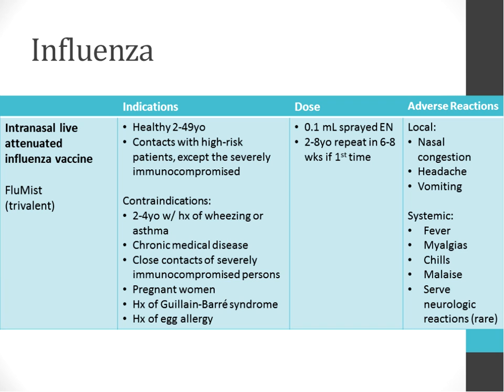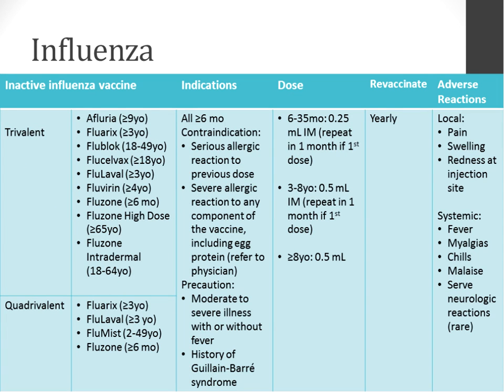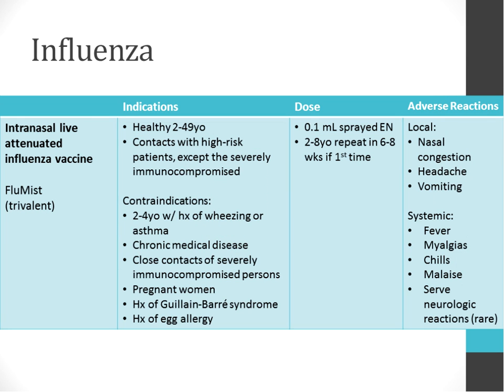And as well, I forgot to mention that with the inactivated one, if it is a child's first time getting this vaccine, they'll have to have it repeated 1 month later, as long as they're under the age of 8. If they're over 8, we're just going to give them the one vaccine like everybody else. So with the intranasal, they also do have to have that redosing after it's their first time receiving it.